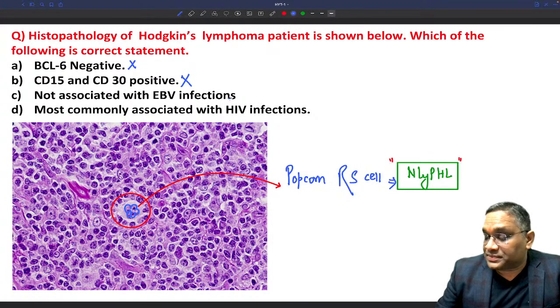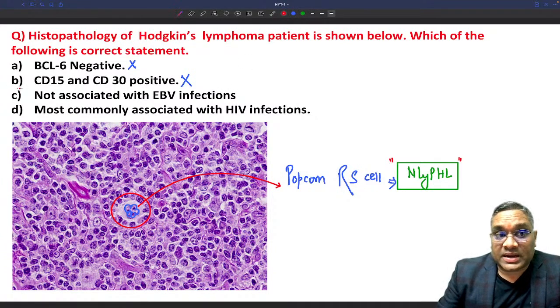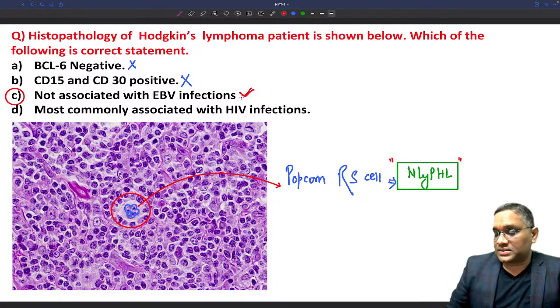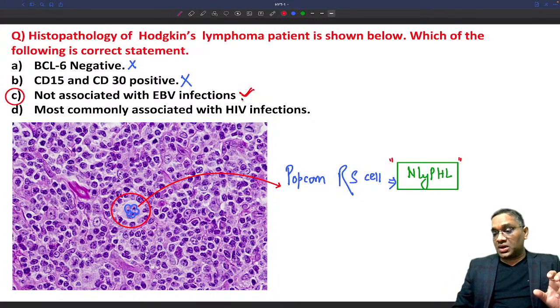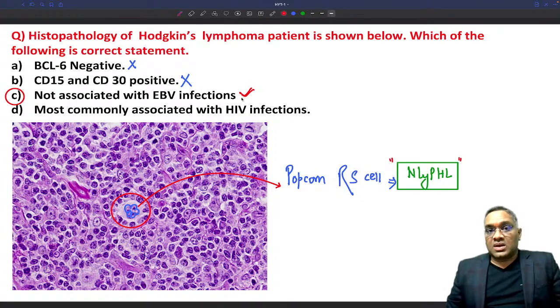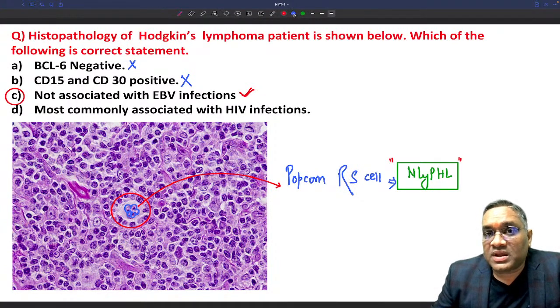Not associated with Epstein-Barr virus. So this is our correct answer, and this will be our right choice. So Epstein-Barr virus is associated with classical, not with this one. Next statement: most commonly associated with HIV infection. Can you tell me who is most commonly associated with HIV infection?